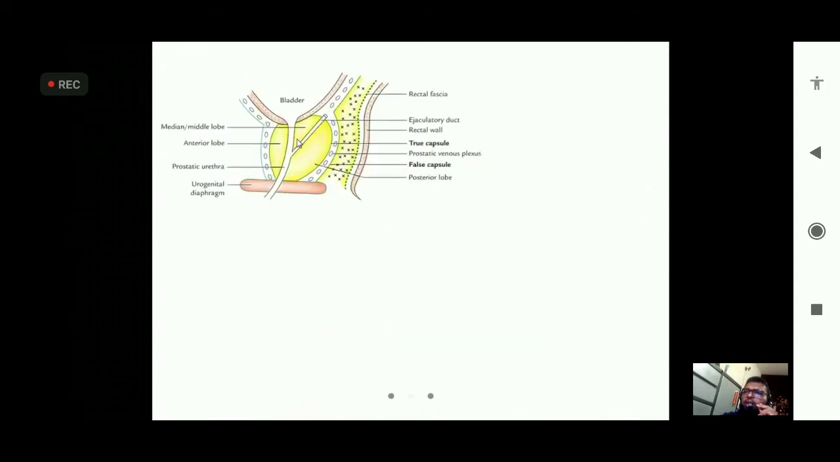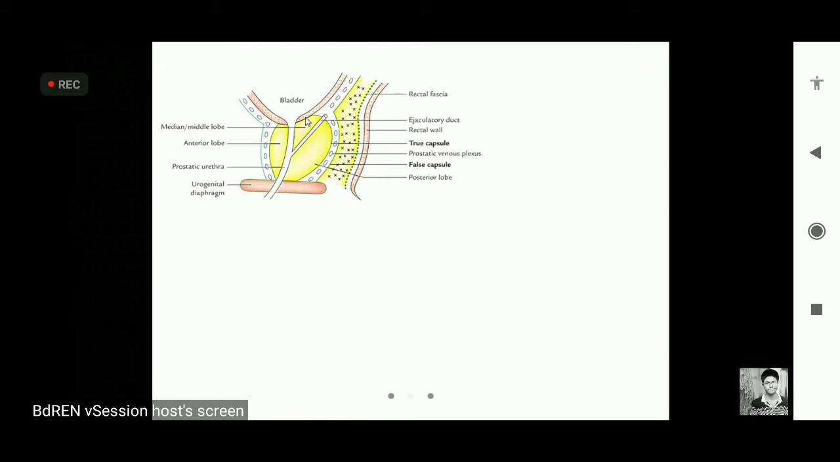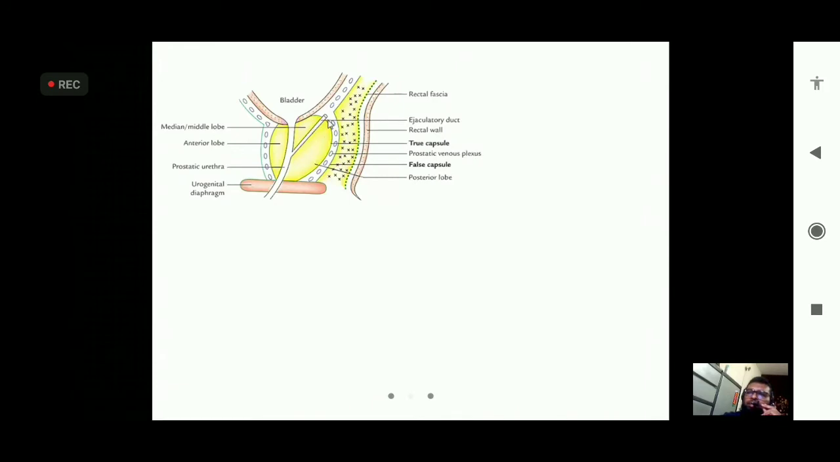That is shown again here. The prostate has some lobes. I have told you: the anterior lobe, the posterior lobe, the median lobe, and on its sides the two lateral lobes. The median or middle lobe is located above, bounded by the lower border of the bladder, and below by the opening of the ejaculatory duct. What is the ejaculatory duct? I'm coming to that. This is the posterior lobe, and this is the anterior lobe.